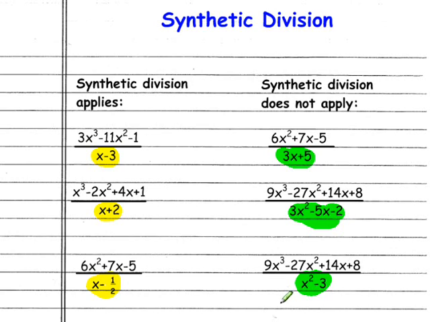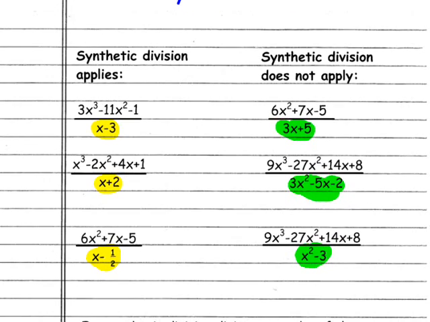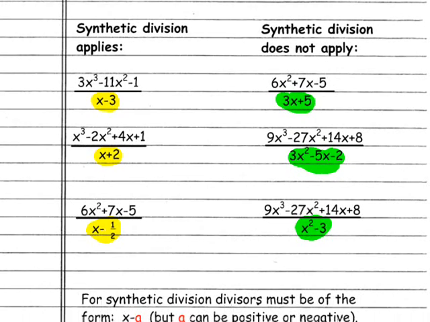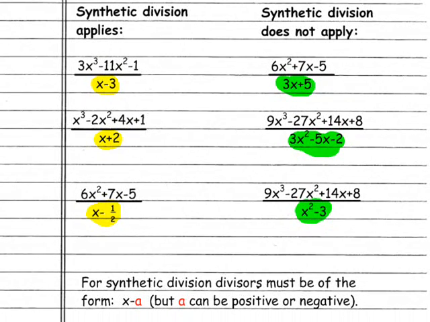So synthetic division does not apply if it is a linear divisor but not a coefficient of 1 on x, or if it's a quadratic or higher. That is, if it is not a linear divisor. Although this has a coefficient of 1, it's a quadratic divisor. Synthetic division does not apply. Let's reiterate or re-emphasize this idea so that we know the cases for which synthetic division does and does not apply. As it says here, synthetic division divisors must be of the form x minus a.